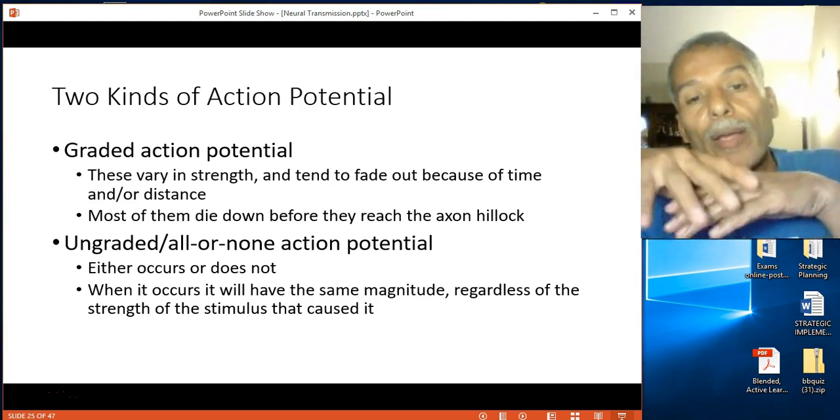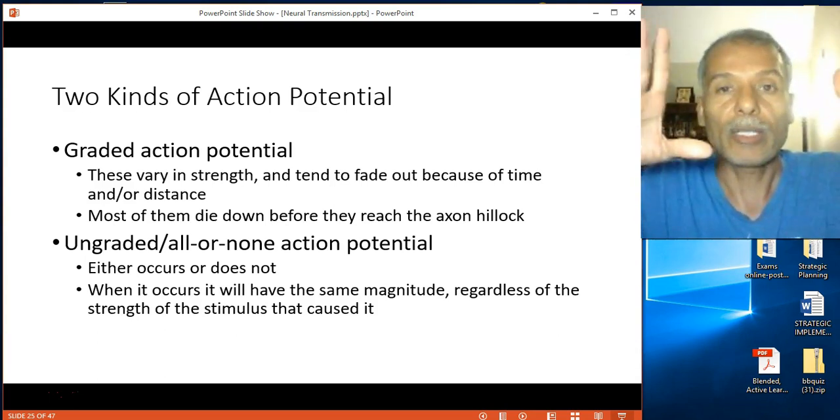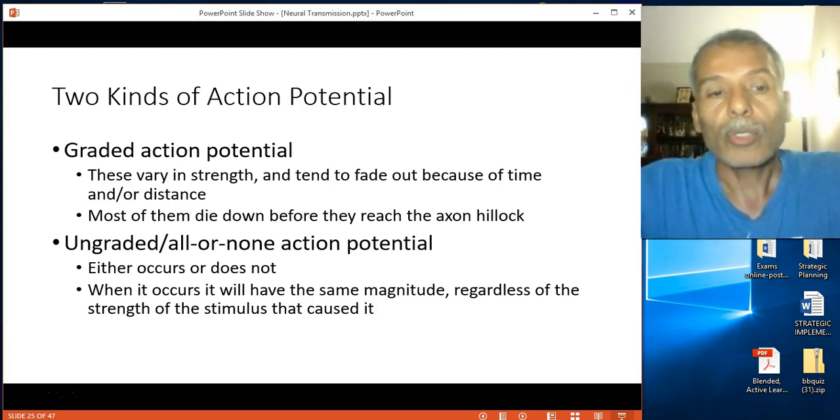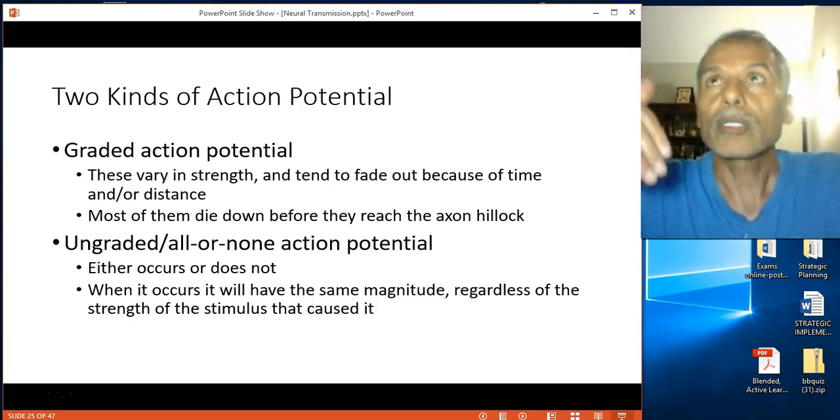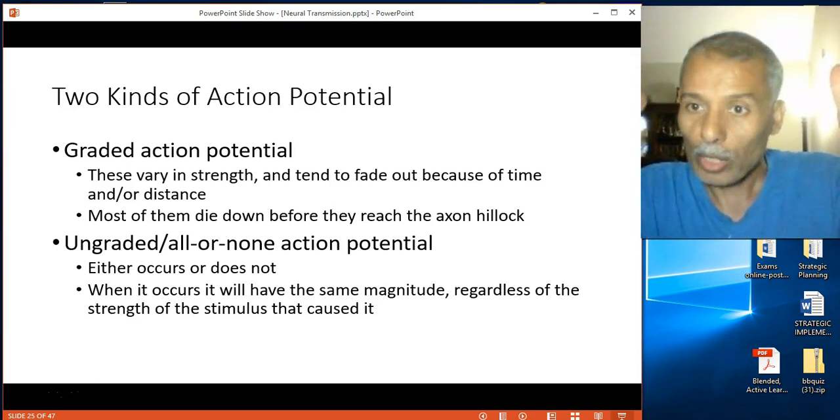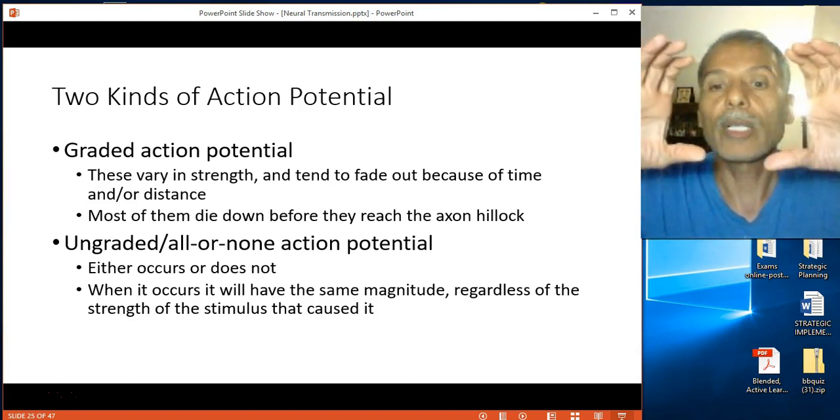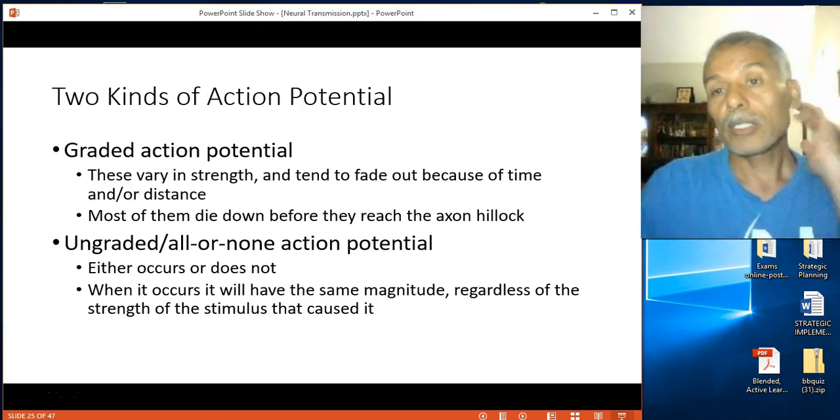So the other kind of action potential that we know generally, that actual firing, either occurs or doesn't occur, and when it occurs, it has the same magnitude. There is not a huge potential versus a little one. Either it occurs or not, and it's the same size all the time, regardless of the stimulus.